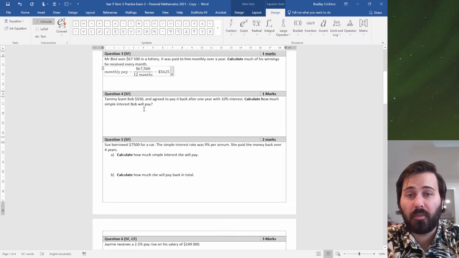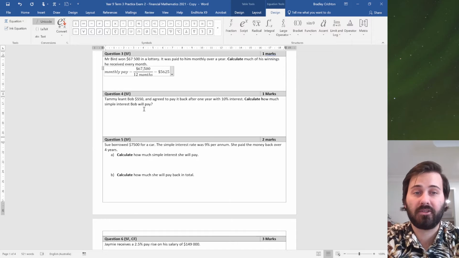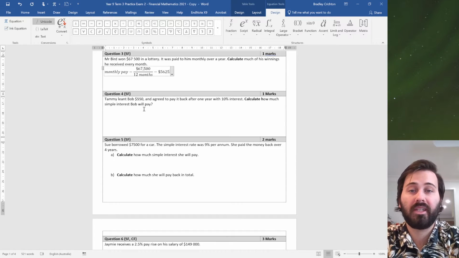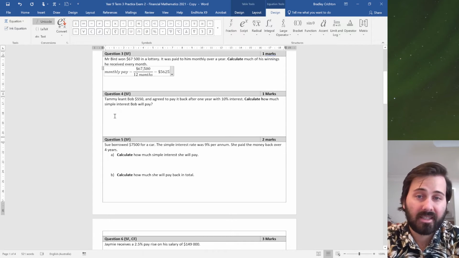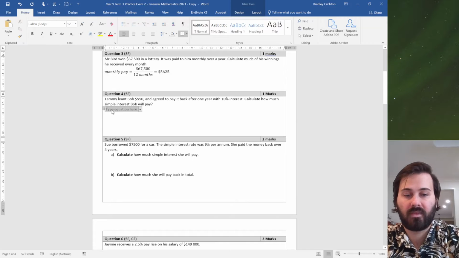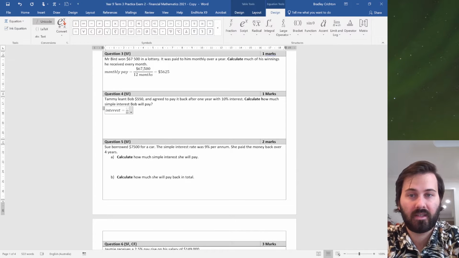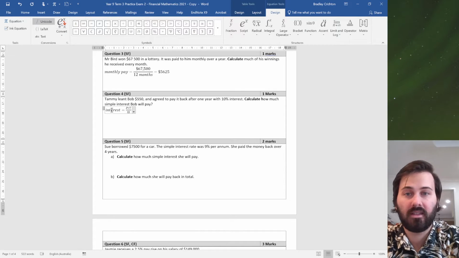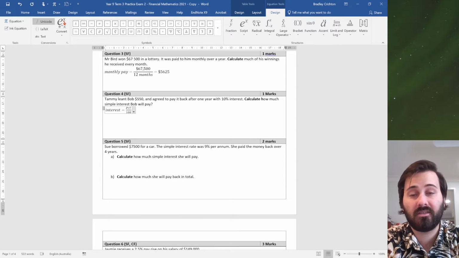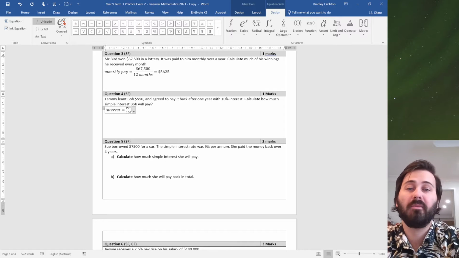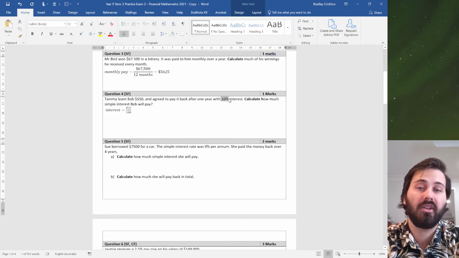Question 4. Temmie lent Bob $550 and agreed to pay it all back after 1 year with 10% interest. Calculate how much simple interest Bob will pay. Okay, so we have to use our simple interest formula here. Our interest is equal to PRT divided by 100. Now the denominator value of 100 is so that the percentage rate here, 10%, becomes a decimal.